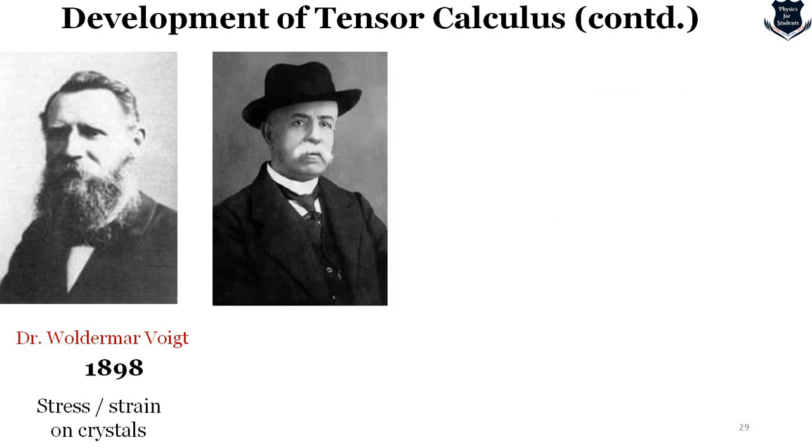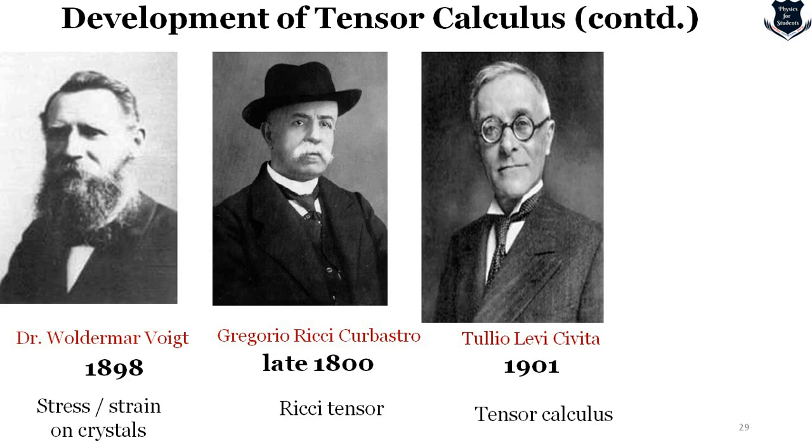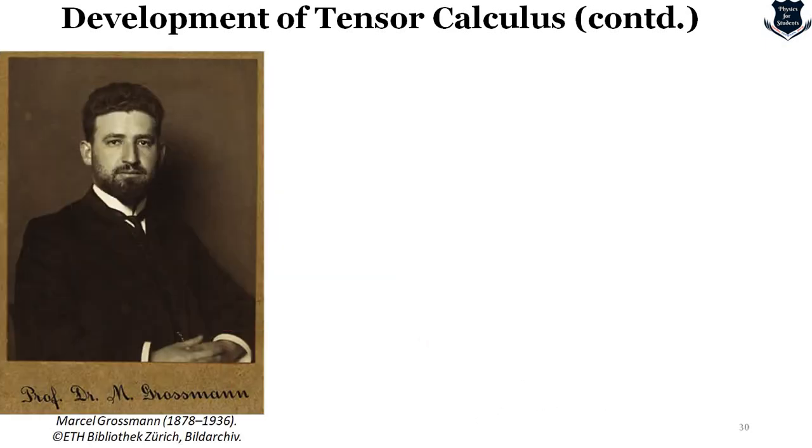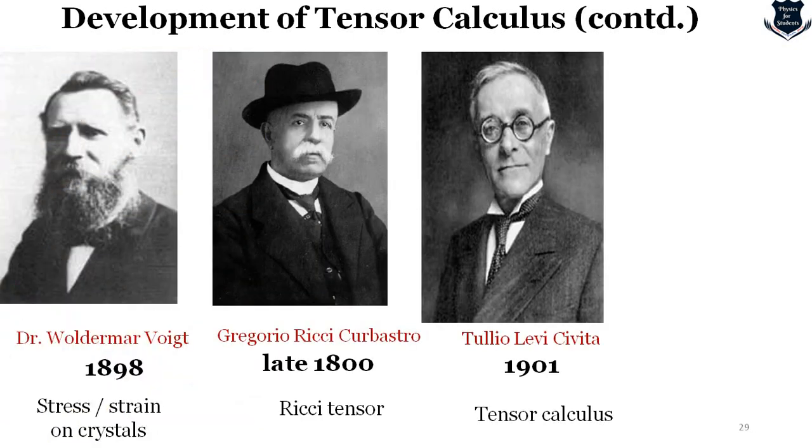We come across another very popular person, Gregorio Ricci-Curbastro, who used curvature in the late 1800s, introducing the Ricci tensor, and then Tullio Levi-Civita, who introduced tensor calculus, quite well known. And this is a basic idea of how the development of tensor calculus was done.